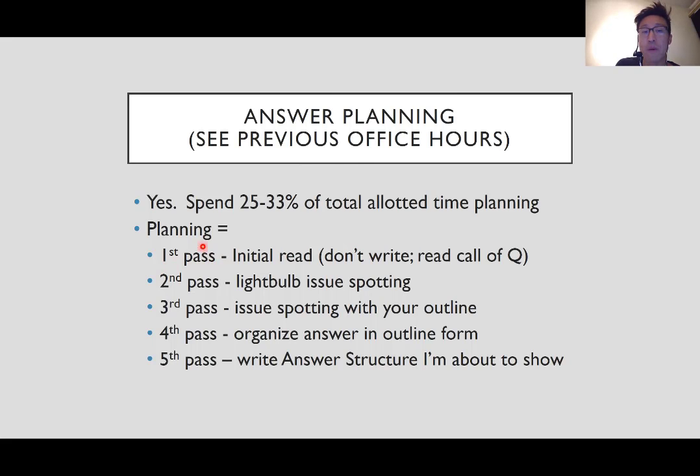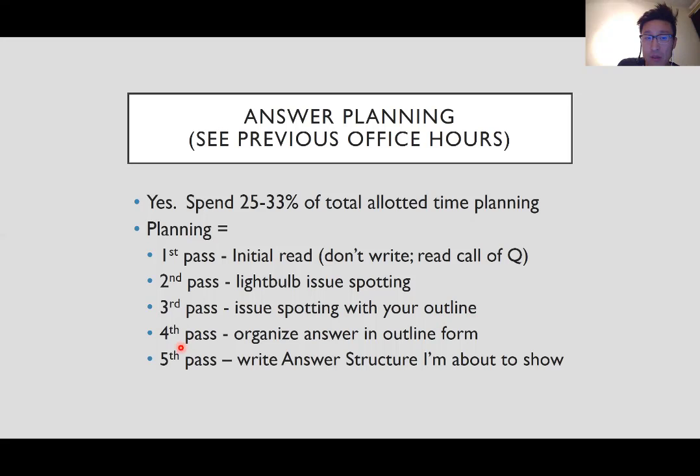And as I said before, on the first pass, you do an initial read, you don't write, you read through the facts and get down to the call of the question or the issue to understand what it is that you're being asked. On a second pass, you do what I call light bulb style issue spotting, whereas whatever pops in your head as you read a second time, you begin to scribble down as notes, basically brainstorming. On the third pass, if you have an open book exam, you use your outline, maybe you flip your outline for more ideas and you engage in a little more deliberate issue spotting.